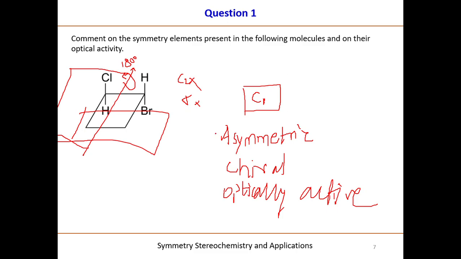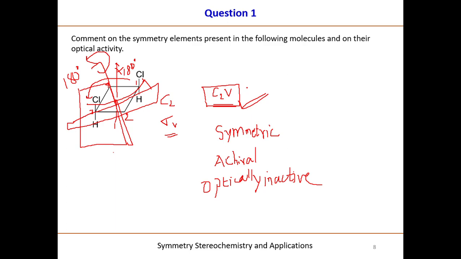Then we have done the other example with trans chlorobromocyclobutane. In trans chlorobromocyclobutane, again we observe that no symmetry element was present except E and C1. So because of the lowest symmetry, it will come under the C1 point group again, and it will show the chiral point group and optical activity. So it's an optically active and asymmetric molecule.